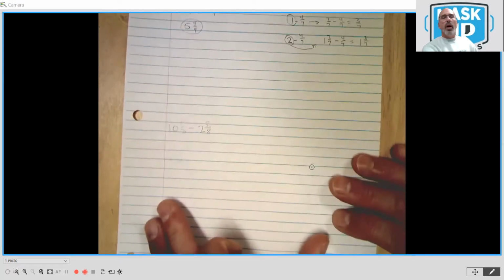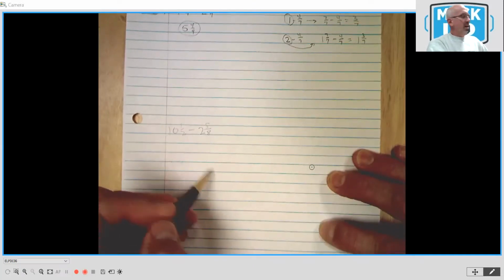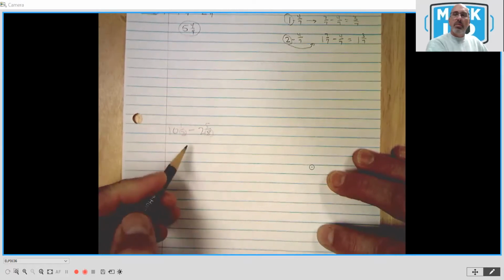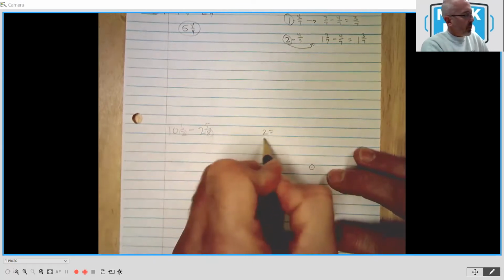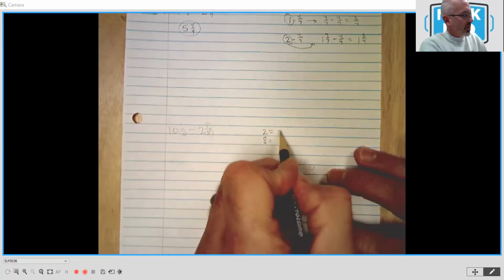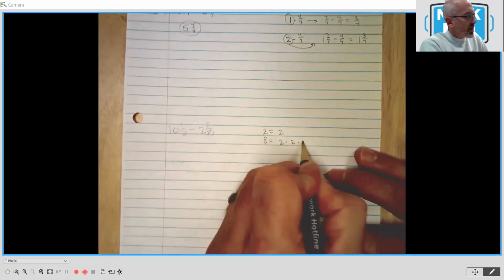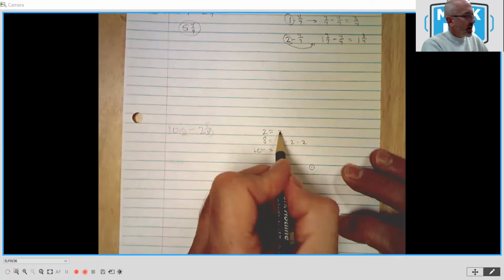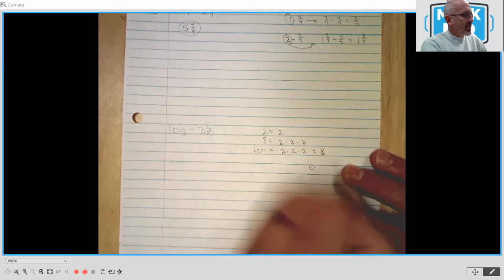Let's do one more problem. We have 10 and 1/2 minus 2 and 5/8. So the first thing we notice is that they do not have the same denominator. So we have to get a common denominator. And remember how we did that? We found the prime factorization of each of the denominators. So 2 is prime, so it just has a factor of 2. 8 is 2 times 2 times 2. Therefore, my least common multiple, we take 1 from each column, 2 times 2 times 2, and that is 8.